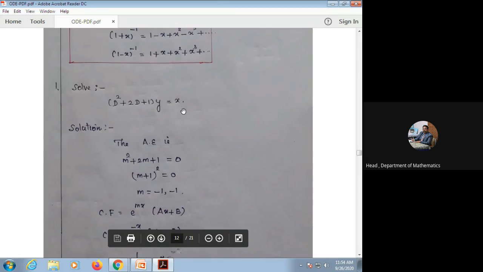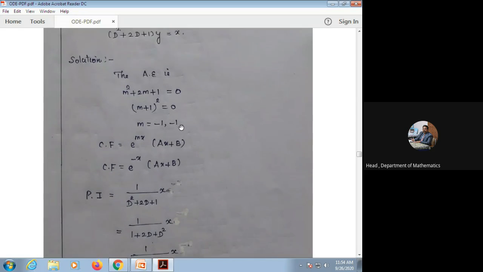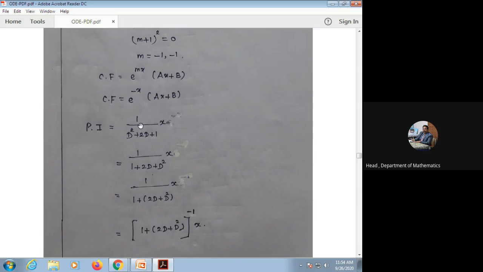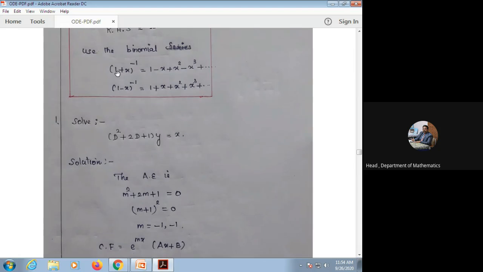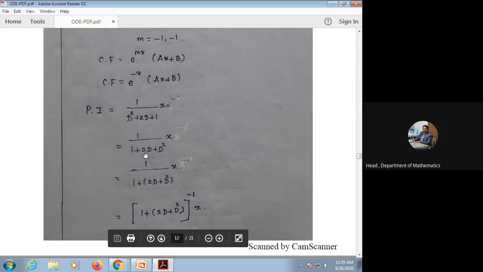And we have to move on to the particular solution result. What is the particular solution result? How to write the particular solution? The particular integral is equal to 1 divided by (D squared plus 2D plus 1) into x. In this case, this is a type 3 problem. Now to use the binomial series expansion, that is (1 plus x) whole power minus 1 or (1 minus x) whole power minus 1. So here, take the constant term as first term, 1 plus, now write in reverse order: 1 plus 2D plus D squared into x. Here take 1 as it is plus, combining these two terms, 2D plus D squared, and take the denominator into the numerator.